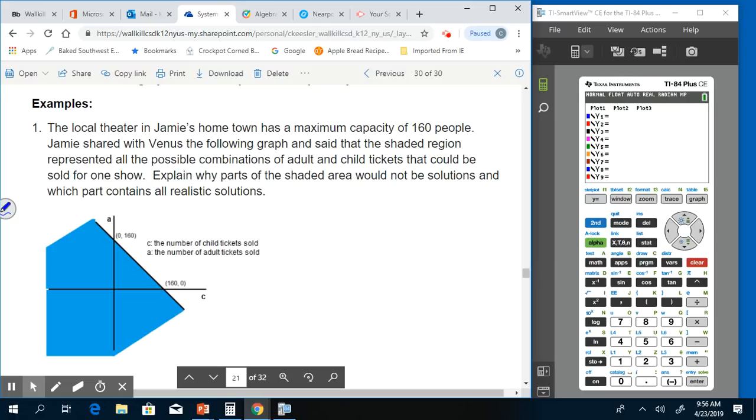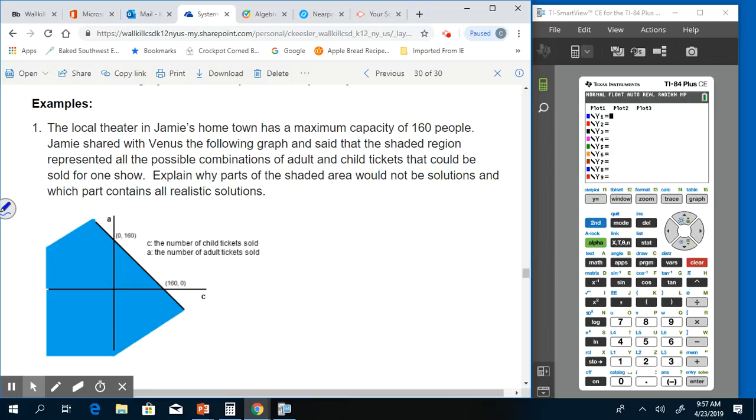Today we'll be looking at word problems that are represented by systems of inequalities. So taking a look at number 1, we just want to explain why only certain parts of the coordinate plane are given or used when we're doing a system of inequalities with a realistic problem.